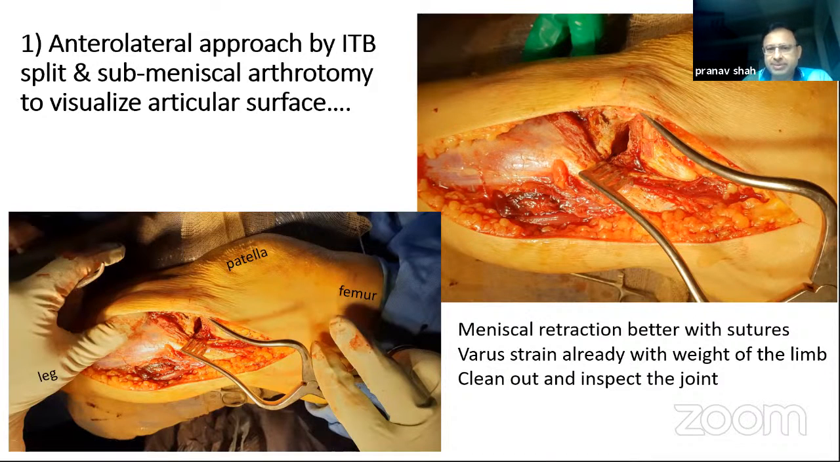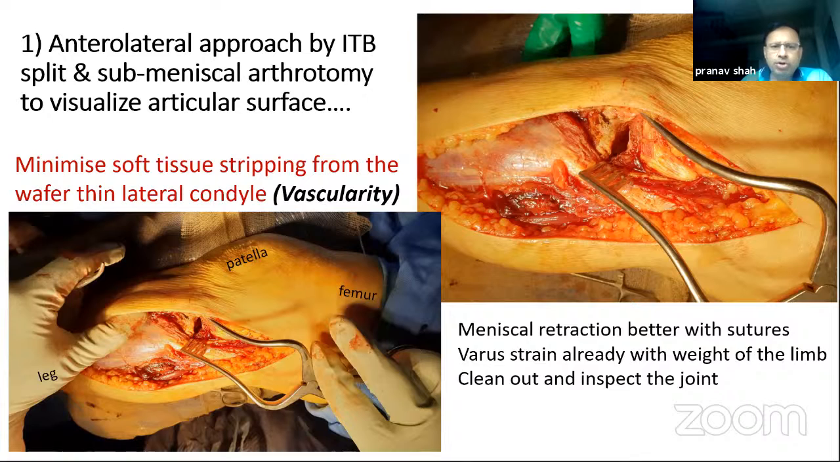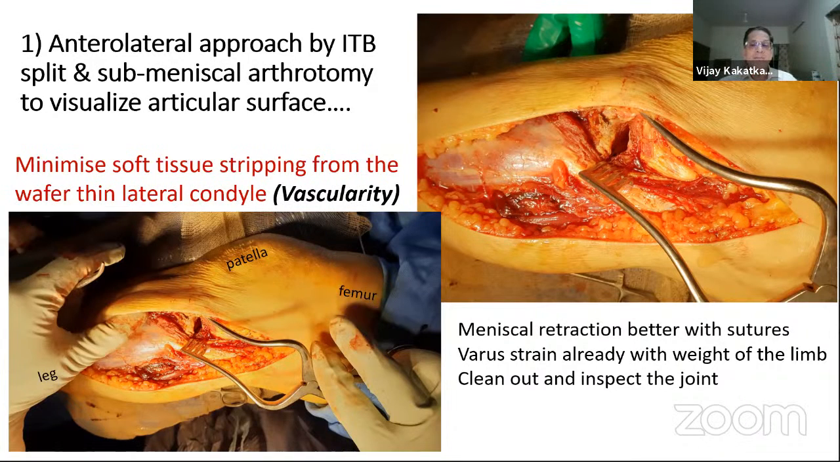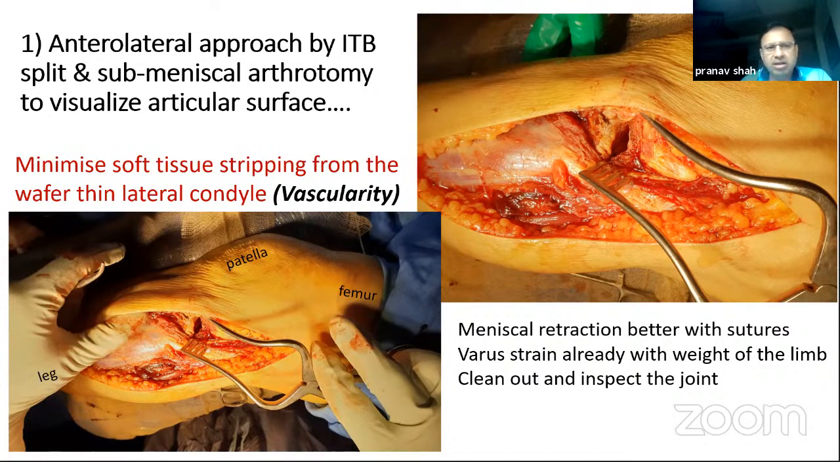You will be able to see most of the articular surface. The important point I want to highlight here is that usually the lateral condyle, or the anterolateral portion of that lateral condyle, is a very thin wafer-like structure. And if we erase all the soft tissues from it, then it becomes avascular. So we should minimize the soft tissue stripping from the anterolateral condyle fragment.